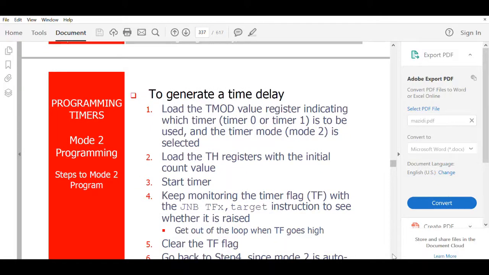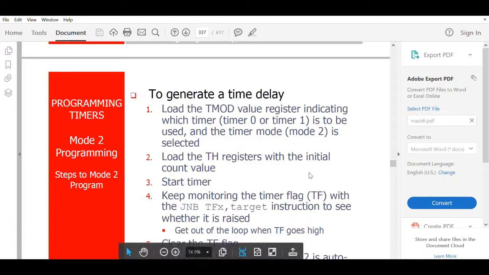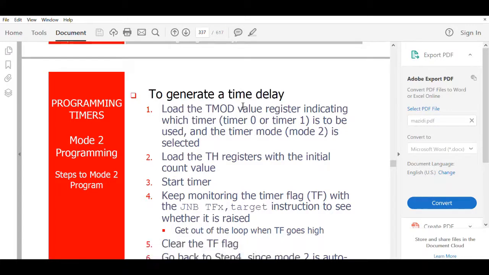Now again, in mode 1, we had a set of procedures or algorithm to generate a time delay. Likewise, you have a similar one for mode 2 also. So again, just like there, you have to load a TMOD value with the mode of programming. In the earlier case, it was 0, 1 for the particular timer. Now it is 1, 0. So the timer, you can choose whichever timer gets the mode value 1, 0, that timer will be working.